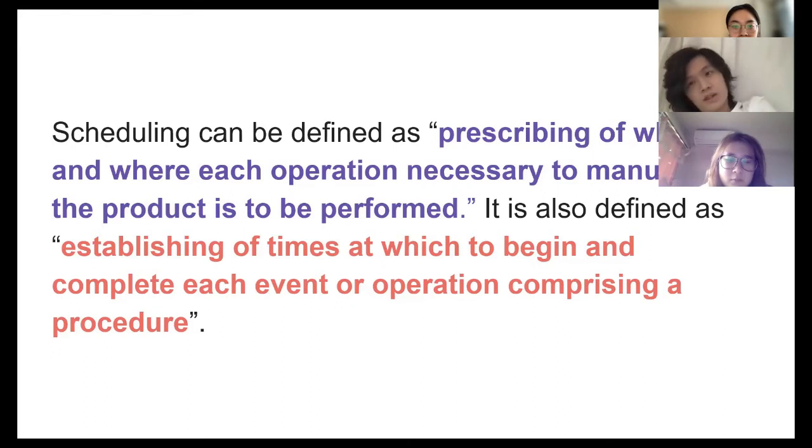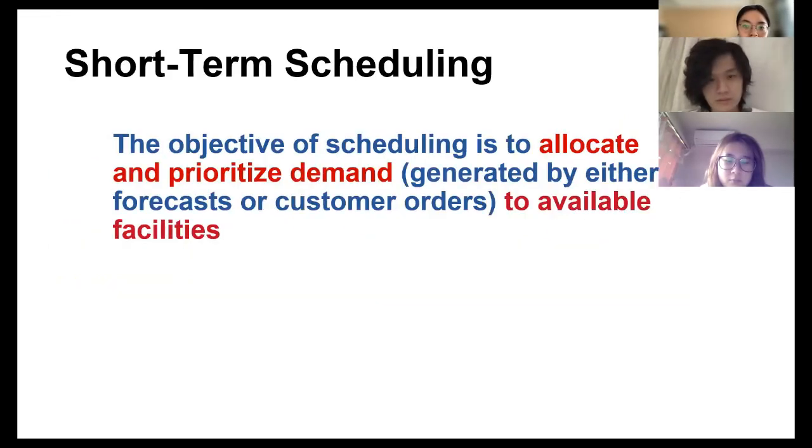For example, you want to make shirts. The raw material must be cut. Then after it's cut, it goes to the first stage. So when is it going to go to the first stage? So these are the things that are important.